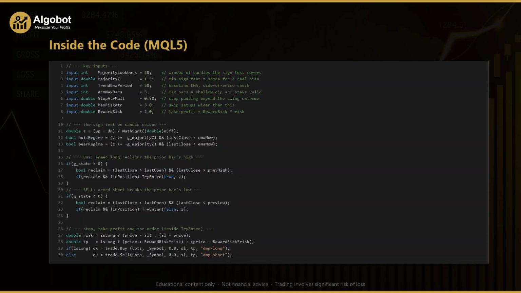The bull regime is true when that z-score is at or above the threshold, and the last close is above the moving average. The bear regime is the exact mirror. Then the two signal blocks.